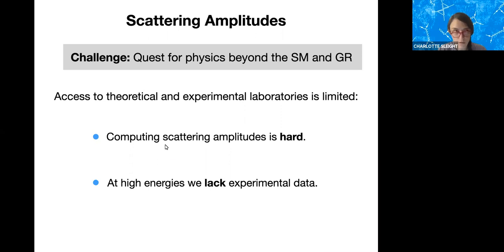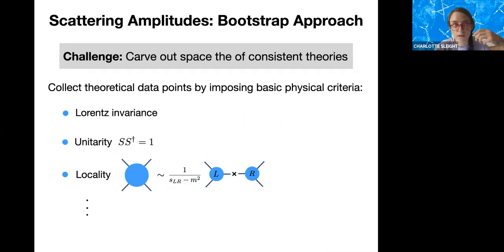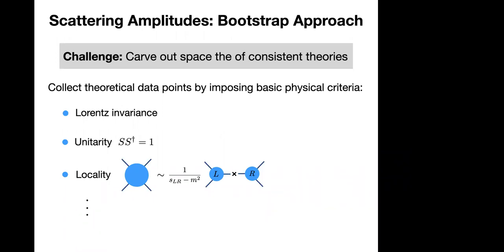So in the face of difficulties, a change in perspective is never a bad idea. And one possibility is to, in some sense, reverse the logic that I've presented so far. So instead of computing scattering amplitudes to check the consistency of our theories, we could use consistency as an input to constrain or perhaps even determine the form that consistent scattering amplitudes should take.